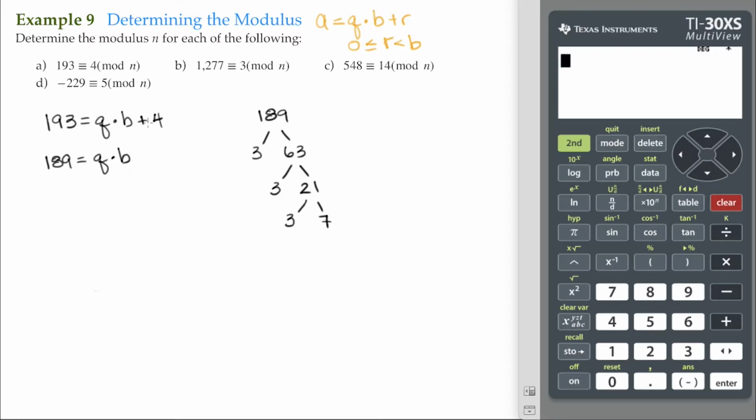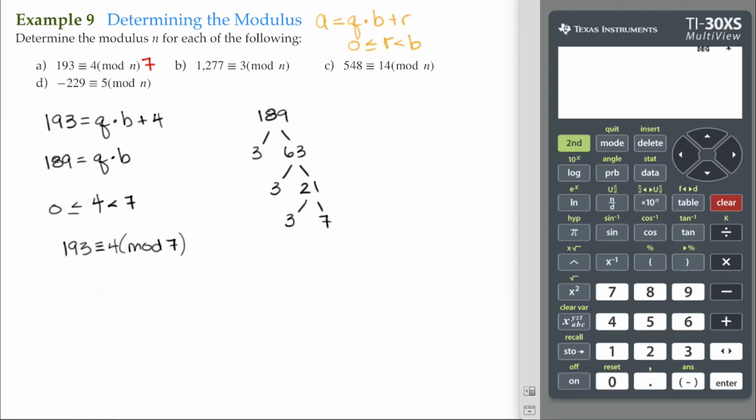So since our remainder is 4, 4 is greater than or equal to 0, but it's got to be less than our modulus. So our modulus can't be 3 because 3 is not less than 4. But it could be 9. 3 times 3 will work. But is that the smallest one? No, 7 is. So our modulus has got to be 7. So we can say that 193 is congruent to 4 mod 7. So we have 7.